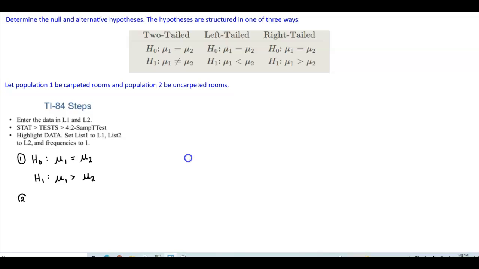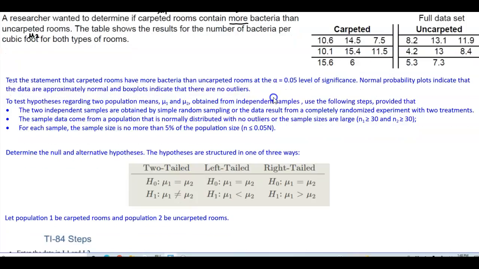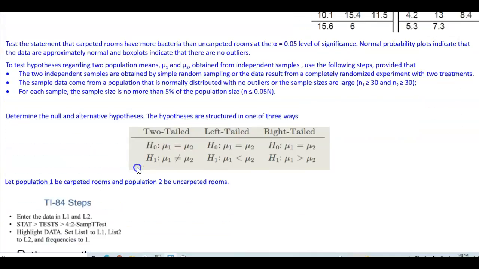Step number 2, we know that this is going to be a right tail. Step number 3, what is the significance level? We know the significance level is going to be 0.05. And why is that? Because they don't give us a significance level to test. So if they don't give you a significance level to test, then you automatically assume it's 0.05. Otherwise, you would use whatever is given.